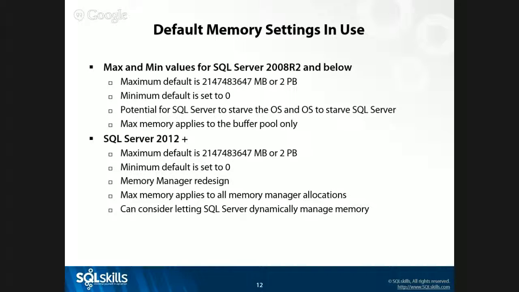Max memory: how much memory do you need? Jonathan Kehayias has a really great blog post on that. Basically, if you have 4 gig of RAM, 3 goes to SQL Server, 1 to the OS. Once you get above 16 gig of RAM, it's 7 gig per 8 gig increment: 7 gig to SQL Server, 1 to the OS. So you can plug those values in and determine how much memory.